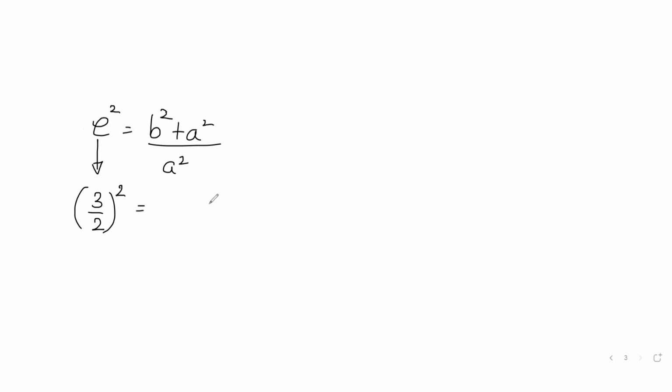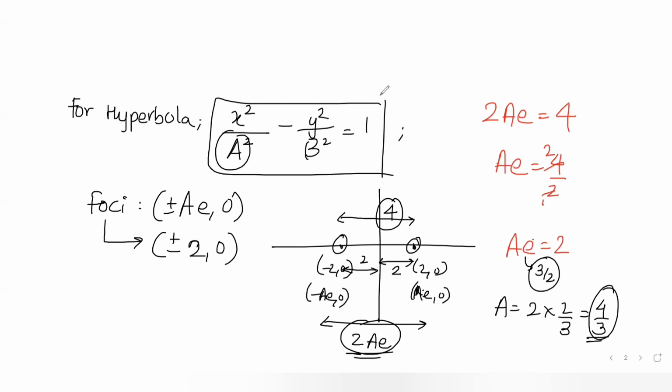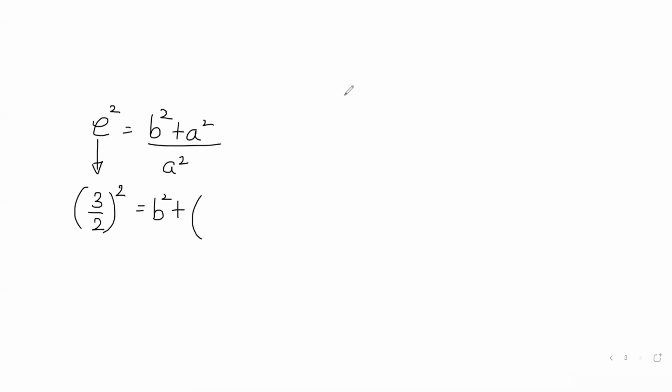Further, we have also been given that the eccentricity is 3 by 2. Using the formula for eccentricity, E square is equal to b square plus A square upon A square. I have been given E already, that is 3 by 2, so 3 by 2 the whole square is equal to b square plus A square upon A square. A I already know now. Again, I use capital letters first so that we don't get confused. Here b square, you will have capital A actually.